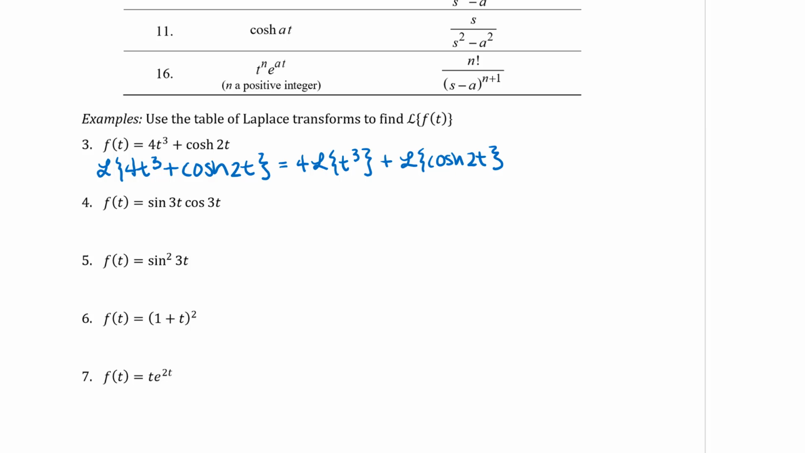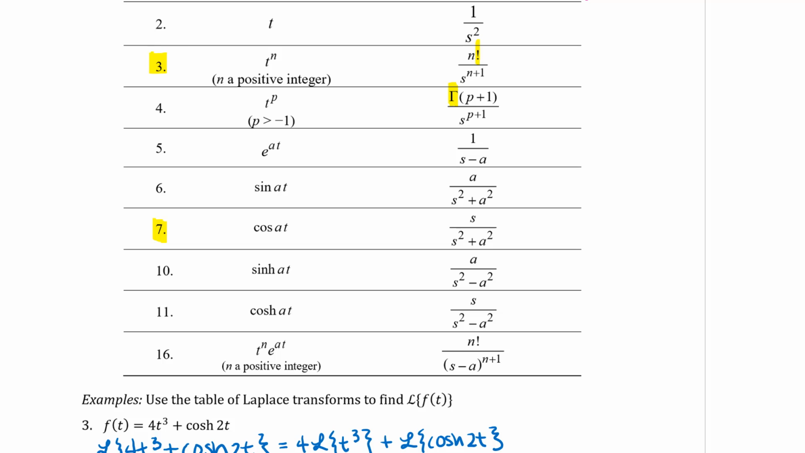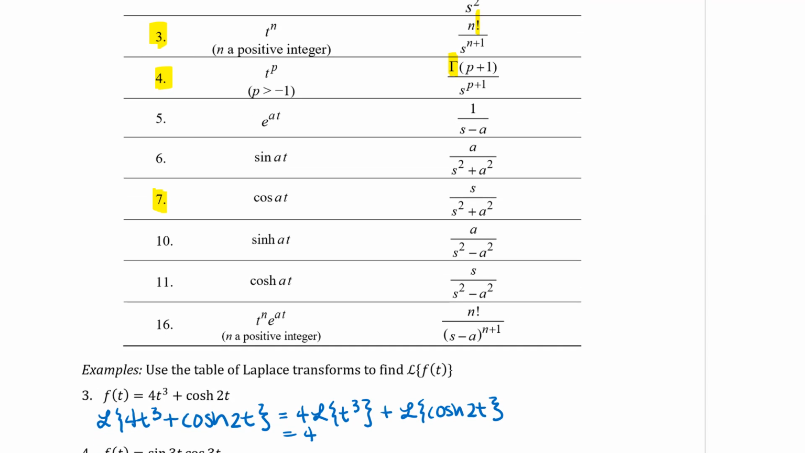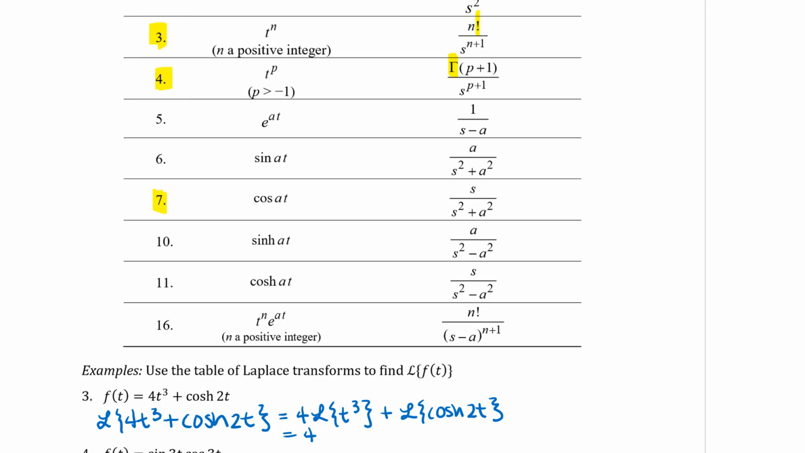All right, and so then that's when I go and look at the table. You'll notice there's 2 lines on the table, lines 3 and 4, that are the Laplace transform of t to a power. So t to the n, where n is a positive integer, and t to the p, where the only restriction on p is that p is greater than -1. So technically I could use either of those, although we haven't talked about what the gamma function on line 4 means yet. And since I'm taking the Laplace transform of t cubed, 3 is a positive integer, so for that one I'm going to use line 3.